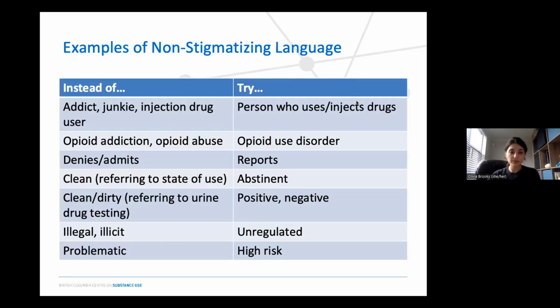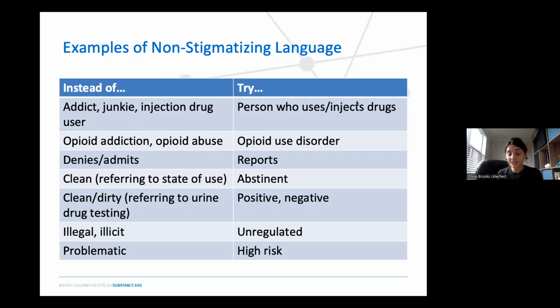So some examples of language we want to use that can help reduce stigma in the care that we provide and in our documentation are using person first language and medically appropriate language. So instead of saying things like addict, junkie, injection drug user, we want person first language, so person who uses drugs, person who injects drugs. Opioid addiction, opioid abuse, those aren't terms in the DSM. That doesn't actually really mean anything. What you're trying to say is the diagnosis of opioid use disorder, which is a more appropriate way to describe those previous terms.